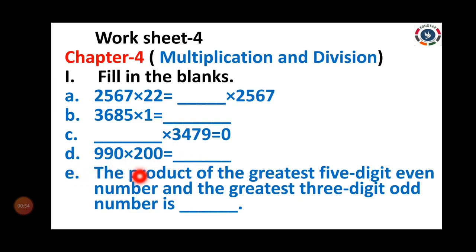Then E. The product of the greatest 5-digit number, that is even number, and the greatest 3-digit number, that is odd number. Okay. Product means we want to multiply the values. So first you write the greatest 5-digit even number and the greatest 3-digit odd number. Then you multiply both values and write down the answer here.